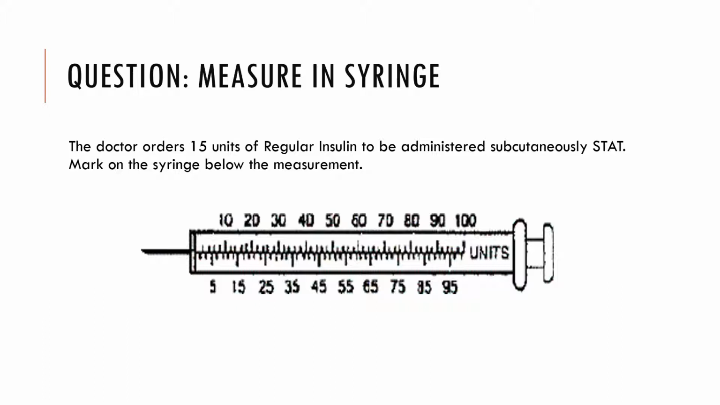Measuring in a syringe, again, I didn't know how to label it on the bullet list at the beginning. So what we're asking you to do, the doctor ordered 15 units of regular insulin. We want you to mark where is the 15 units. Should be a gift for you. You can mark it, you can color it in, however you want to do it, so that you know. You just need to look at the picture and mark the correct dose.